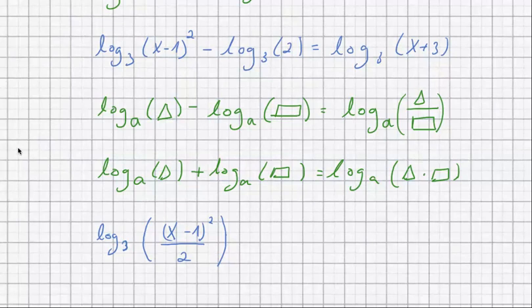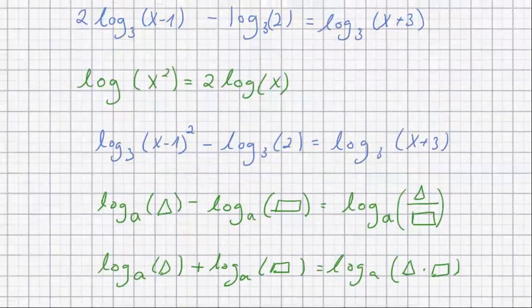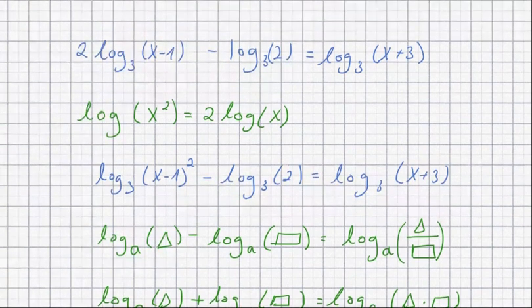So let's just recap. We want to get only one log on one side and only one log on the other side of the equal sign. That's what we want to have. Here on the right side, we do have one, so we can leave it like that for now. On the left side, we have two logs, right? Make them one.